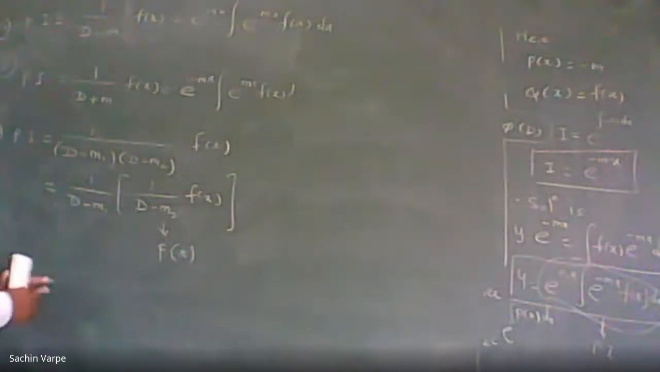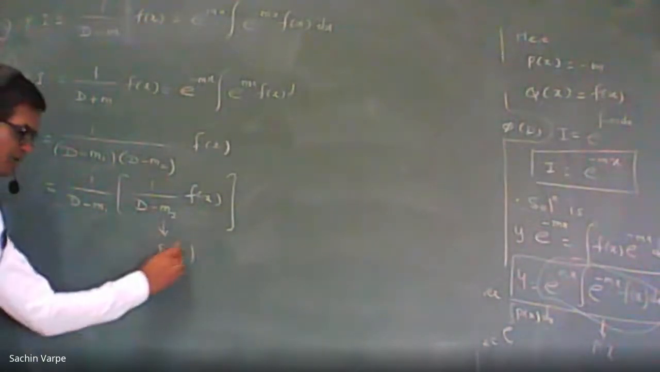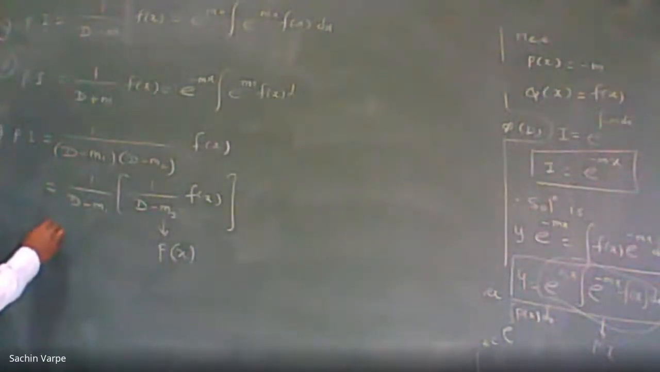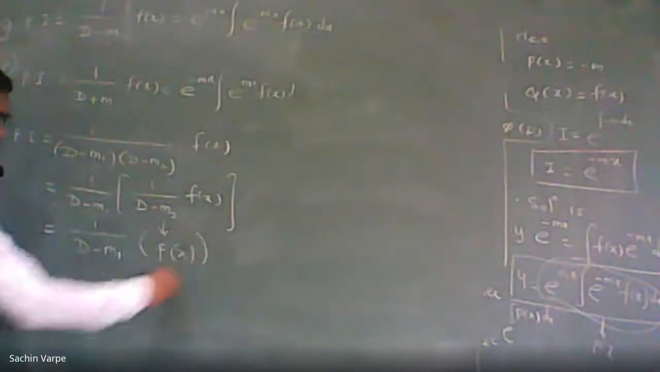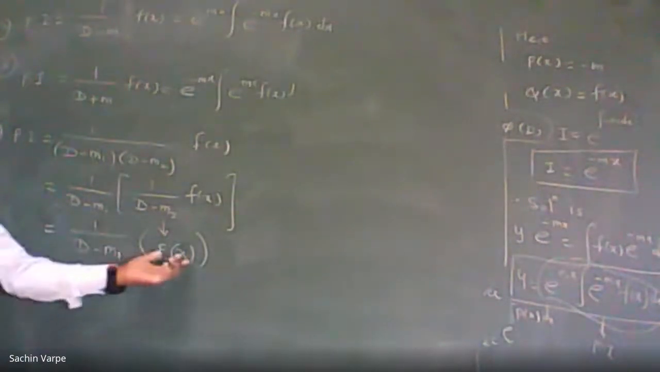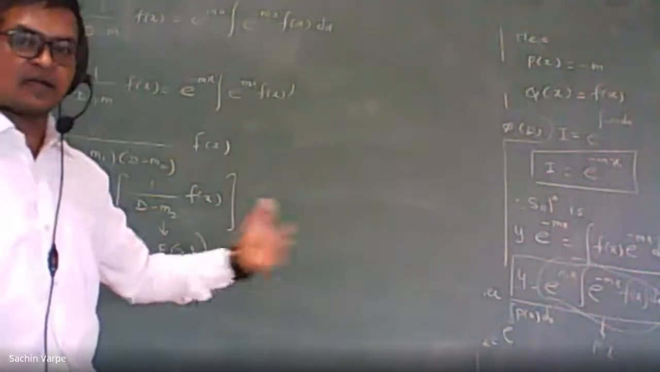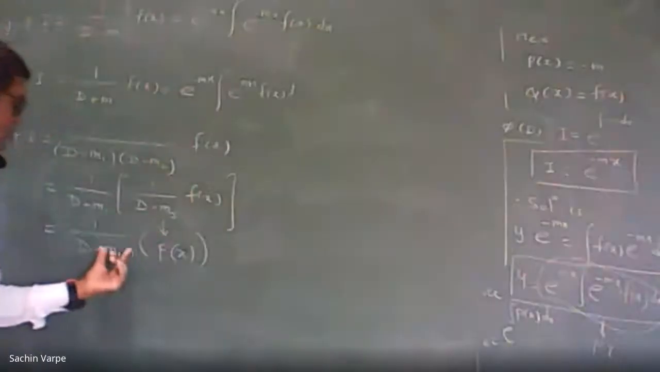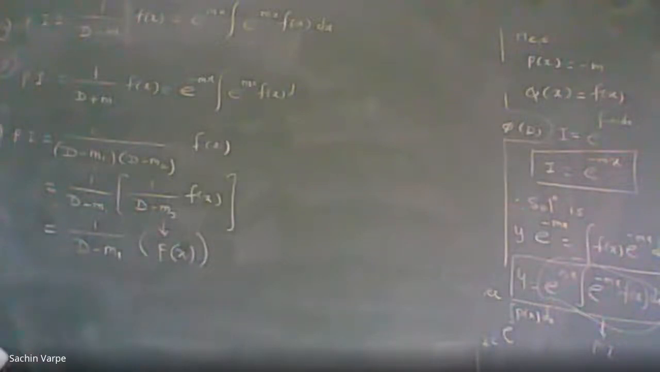And onto that capital F of x, I'm going to operate this second operator, 1 upon d minus m1, onto this f of x. And we know again how to operate this 1 upon d minus m onto f of x using the same formula. So repeatedly, as many factors as you have, that many times you have to use this formula, isn't it? So repeatedly we are going to apply this formula according to the requirement.